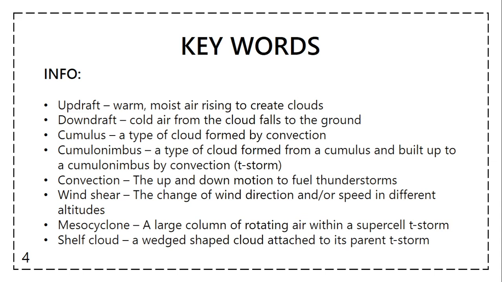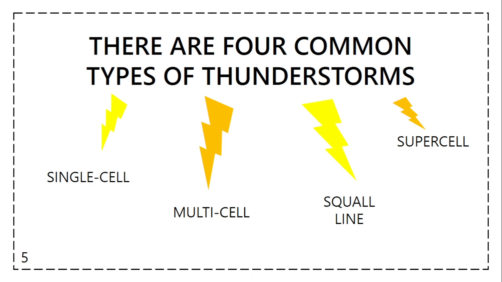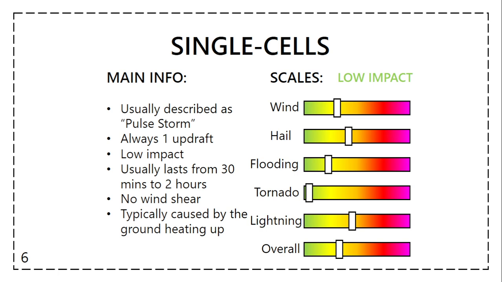Shelf cloud, basically just literally what the word means. A shelf cloud means the cloud looks like a shelf: a wedge-shaped cloud attached to its parent thunderstorm. So there are 4 types of thunderstorm: single cell, multi-cell, squall line, and supercells. We'll have a look at all 4 in today's video. So starting off with single cell.